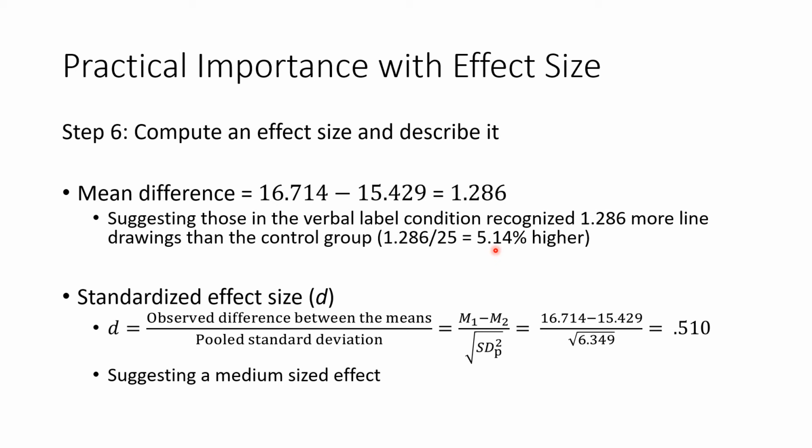You can also go down to the standardized effect size here, which is the mean difference divided by the pooled standard deviation. And that gives us a Cohen's d of 0.5, which is a medium effect. And in most situations, a medium effect is going to have practical importance.